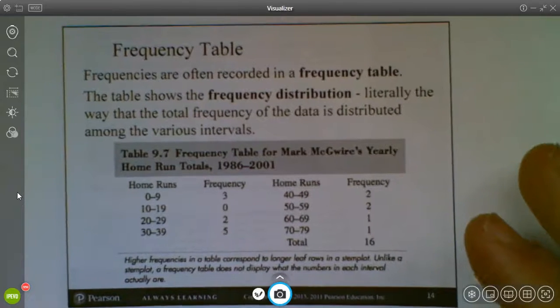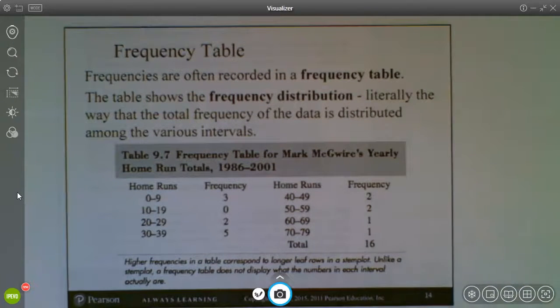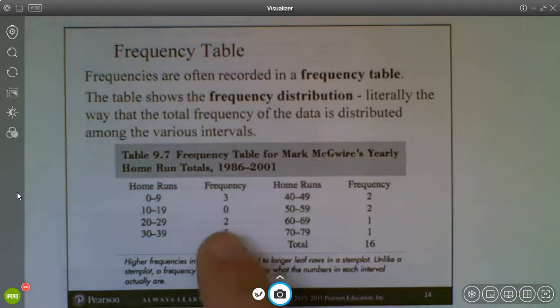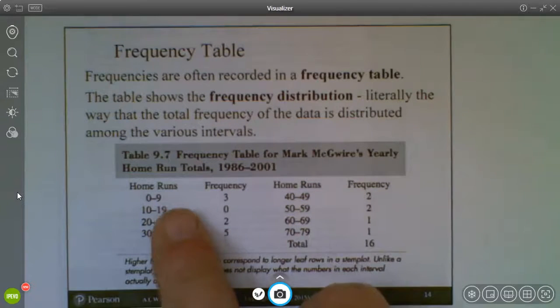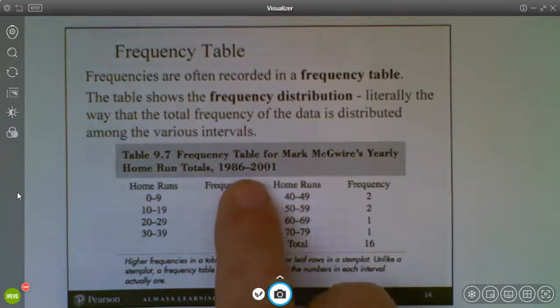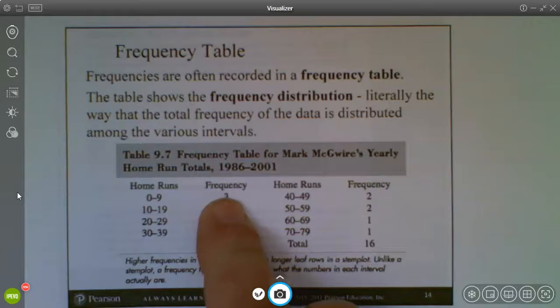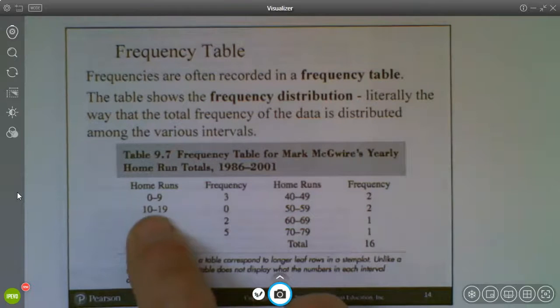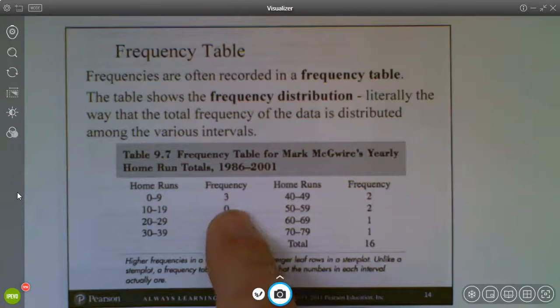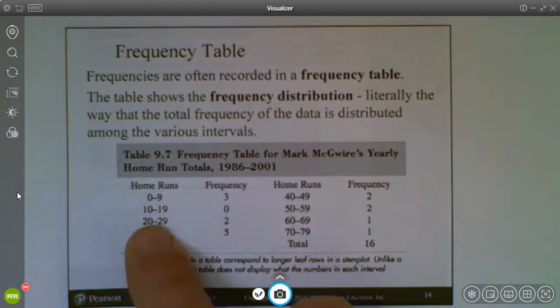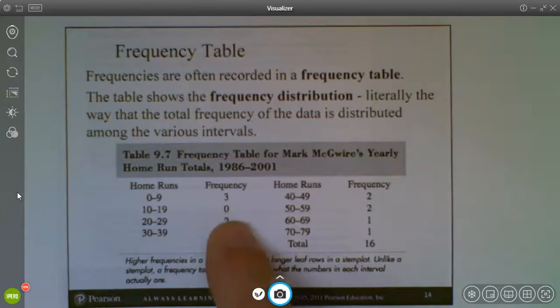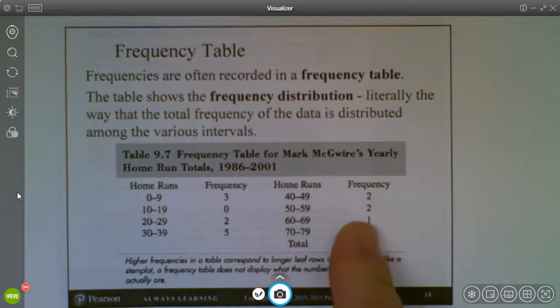So here is a frequency table. As you look at this, back to the home run conversation, this was Mark McGwire's annual home run totals within those years. So as far as getting 0 to 9 home runs, that happened 3 of those years. From 10 to 19 home runs, that never happened in any of those years. From 20 to 29, so some home runs in the 20s, that happened twice. Home runs in the 30s, that happened 5 times. In the 40s, 50s, 60s.